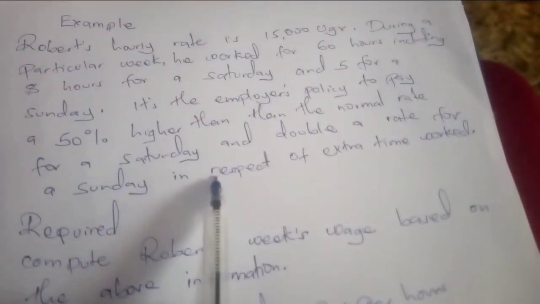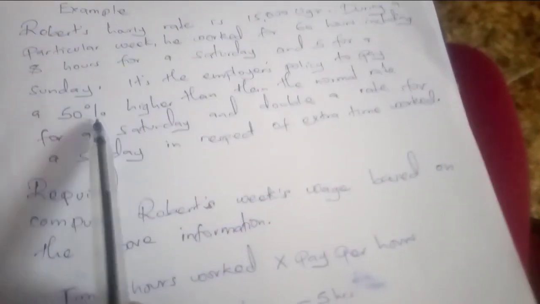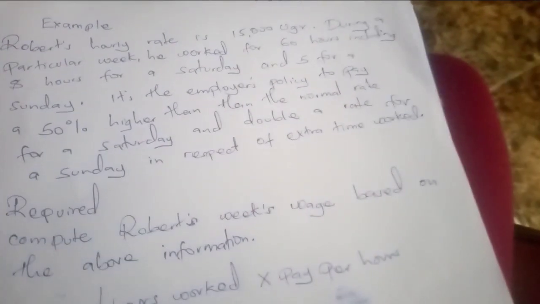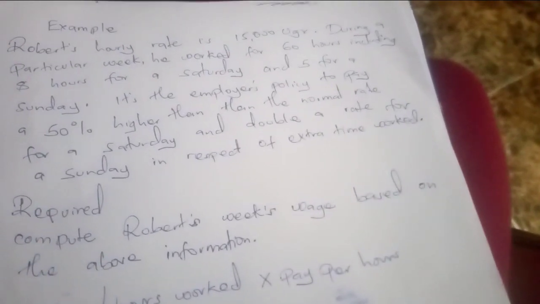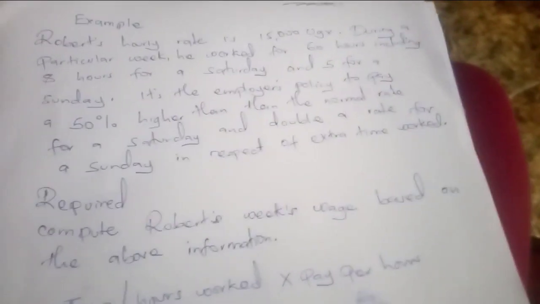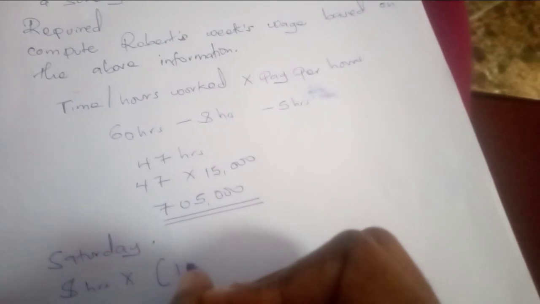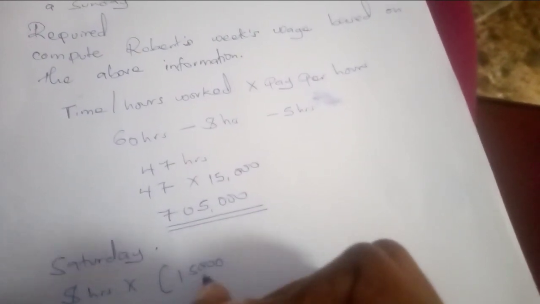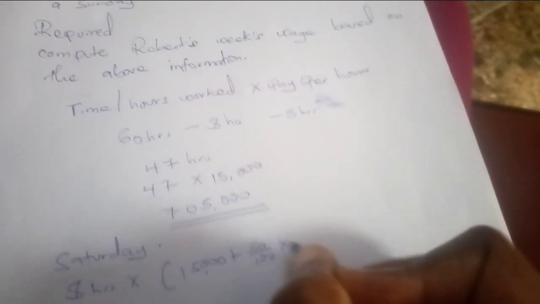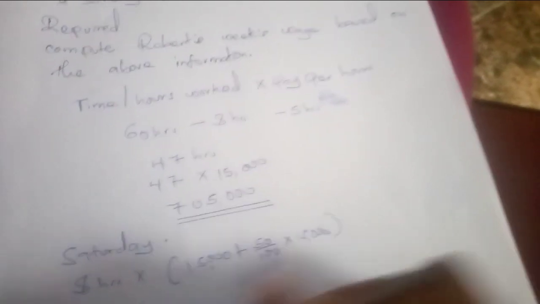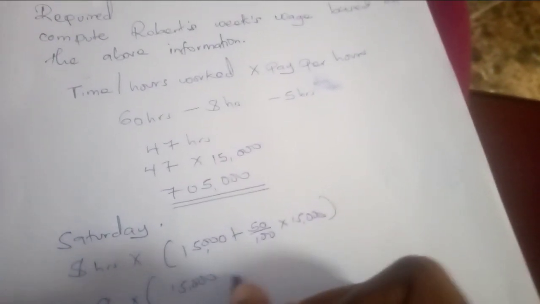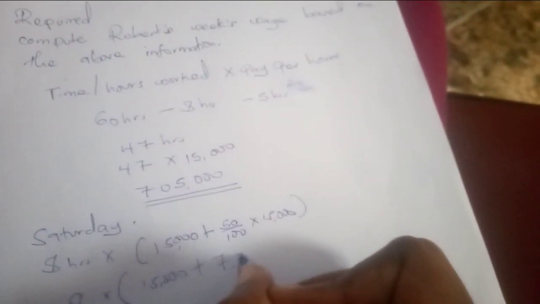times, they were like, it's the employer's policy to pay 50% higher. So if the person is earning 15,000 per hour, meaning they are going to add 50% of the 15,000. So it's going to be 8 times 15,000 plus 50% of 15,000, which is 8 times 50%. This is 15,000. 50% of this, it is 7,500.